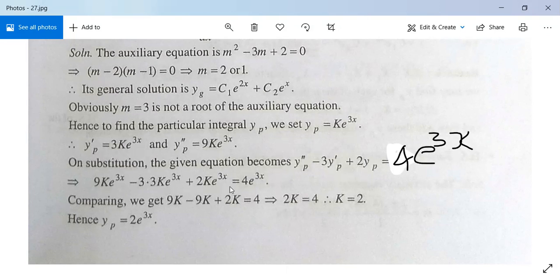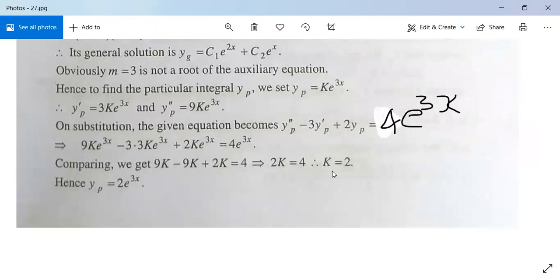These two terms cancel each other. So it is 2k e to the power 3x is equal to 4 e to the power 3x, which means 2k is equal to 4. So k will be 2. Hence yp is 2 into e to the power 3x. So this is our particular integral. This is our complementary function. Add both of them, equate to y, and that will be your complete solution.